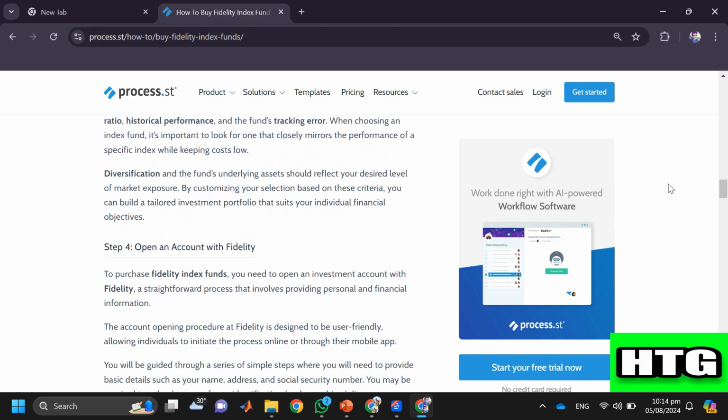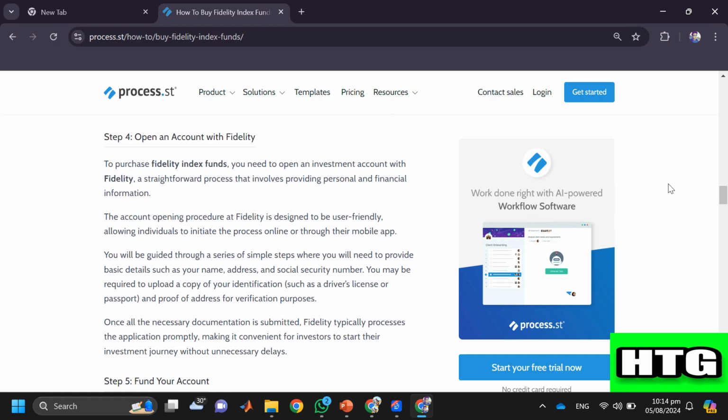Step 4, open an account with Fidelity. To purchase Fidelity index funds, you need to open an investment account with Fidelity, a straightforward process that involves providing personal and financial information. The account opening procedure at Fidelity is designed to be user friendly, allowing individuals to initiate the process online or through their mobile app.